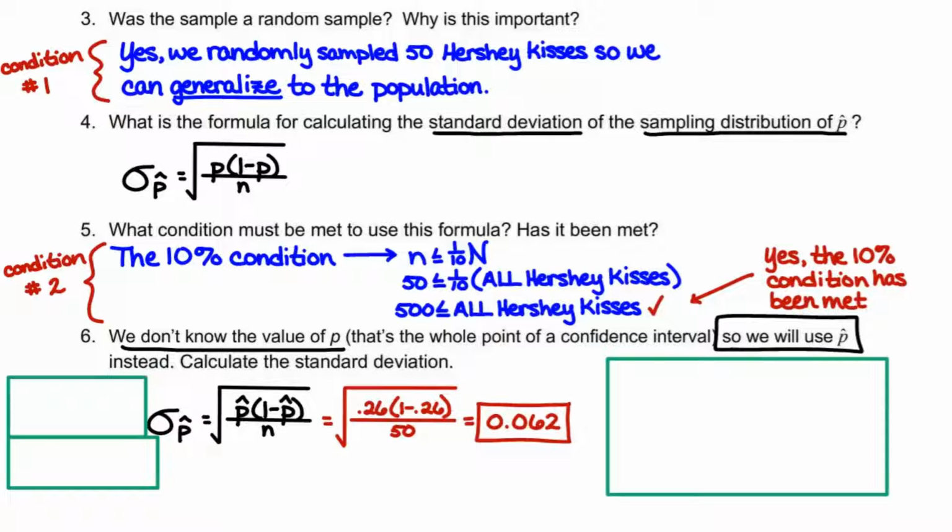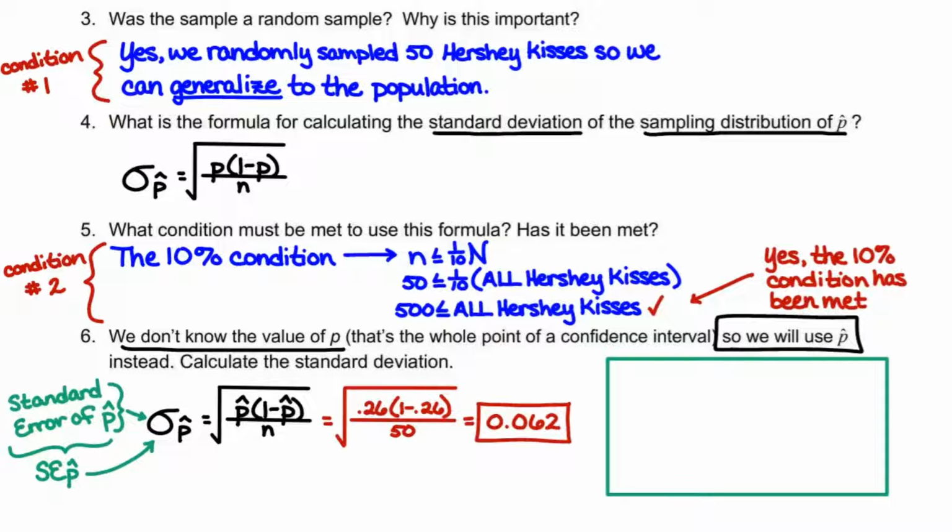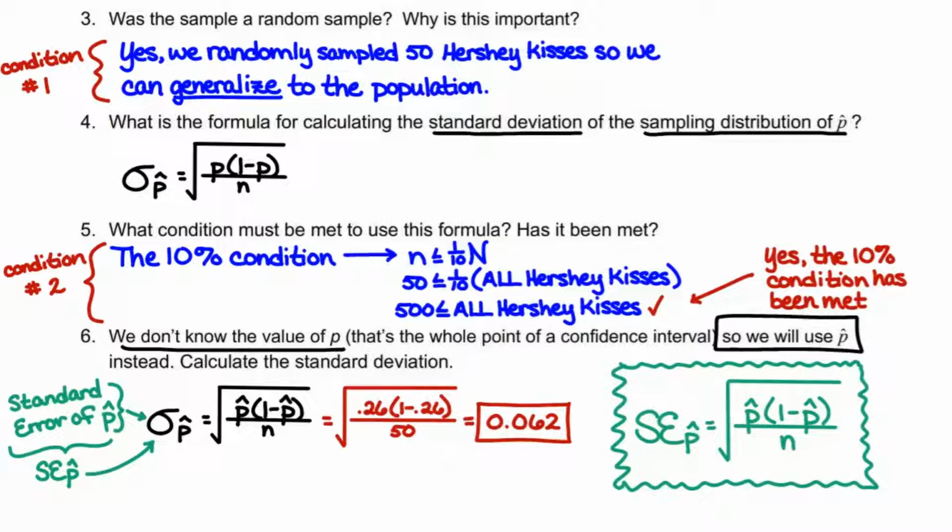Because I'm using p hat and not p, we actually call this the standard error of p hat. Instead of standard deviation, we call it standard error, which is abbreviated SE p hat. So the standard error is calculated exactly the same as the standard deviation, but you're using your point estimate for p instead of the actual value for p because we don't know that. I'm going to pop all this up just a little bit higher on the screen.